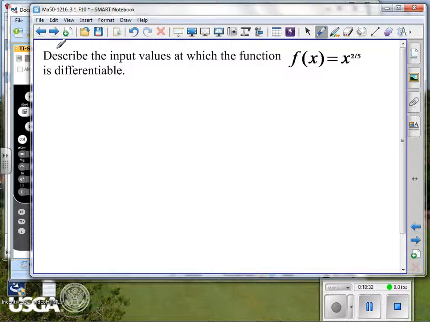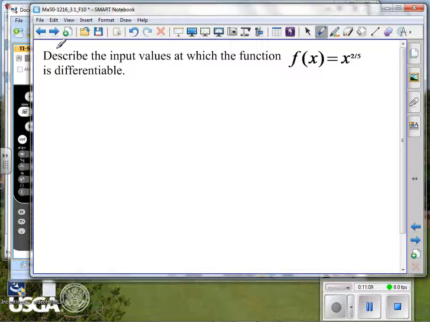Describe the input values at which the function is differentiable. Now, this means, and it does have the word the in there, but it has a plural on values, find all the input values at which the function is differentiable. What's an easier question to answer? Where it's not. If we can find out if this function is not differentiable someplace, and that's the only place we find that it's not differentiable, then we will assume that it's differentiable every place else. So we're going to do that.